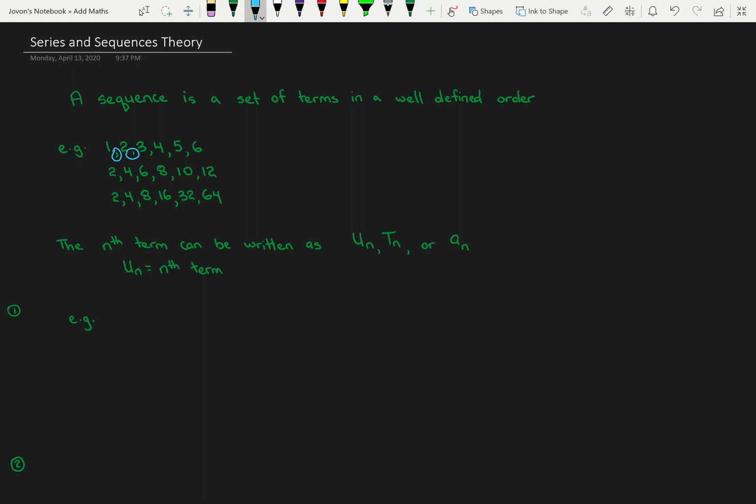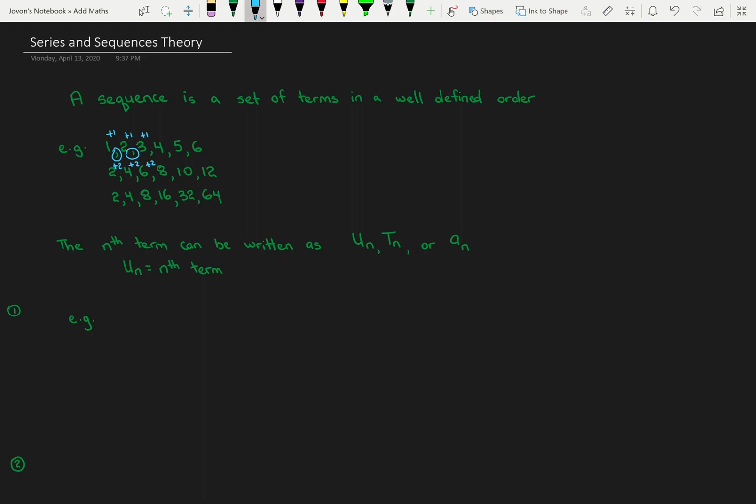So for the first example, the first term is 1, right? The next term is 2, the third term is 3, right? And as you could see, for each one, you keep adding 1. 1 plus 1 is 2, 2 plus 1 is 3, 3 plus 1 is 4. Right, so you see it has a set defined order. The next one, as we could see, it's plus 2. 4 plus 2 is 6, plus 2, right?